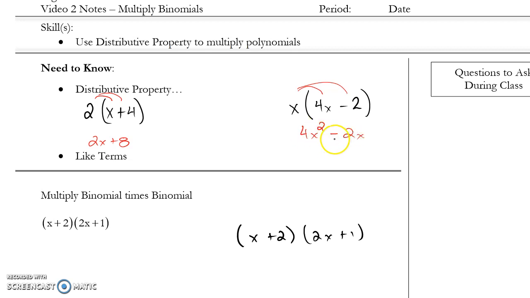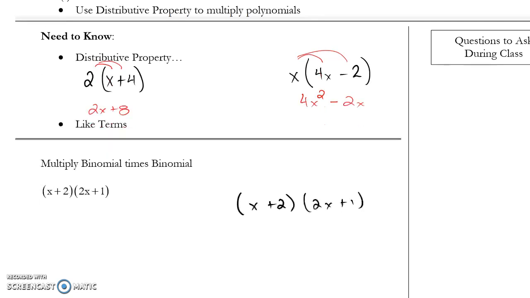Also not like terms. Like terms was when we have same base, same exponent. So same variable, same exponent. Those are the two skills that we're going to need to be successful.